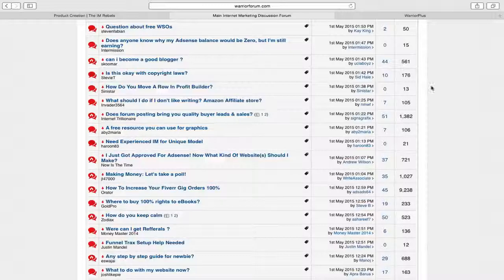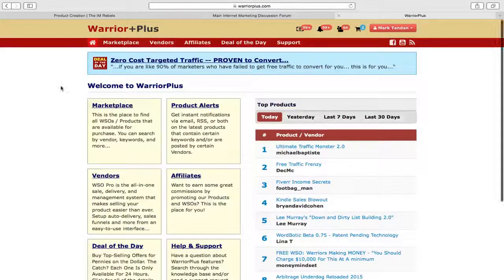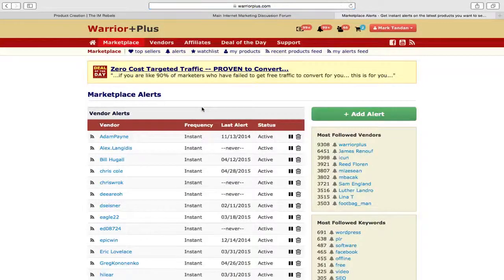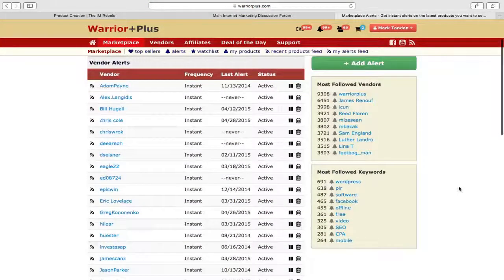The next place we're going to head over to is Warrior Plus, which is basically a platform for vendors selling products. To find the information we want here, we're going to hit the Product Alerts tab. When we look over on the right, we're going to see the most followed vendors, which is not as important as the most followed keywords. And look down here: WordPress, PLR, software, Facebook, offline, free, video, SEO, CPA, mobile. These are what people are actively searching for on Warrior Plus, where they can buy products.